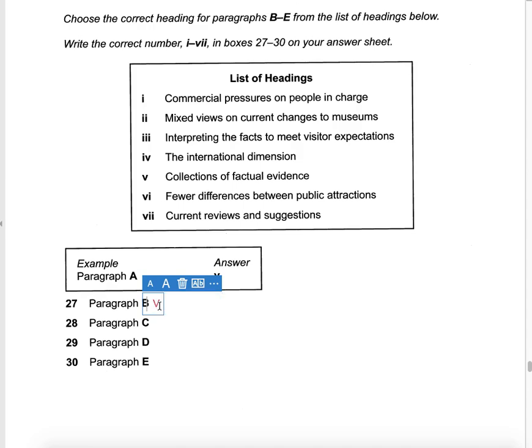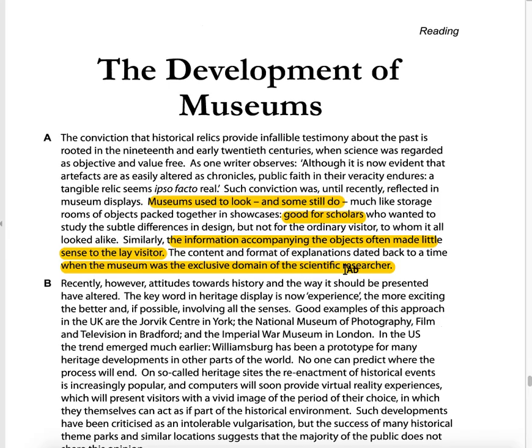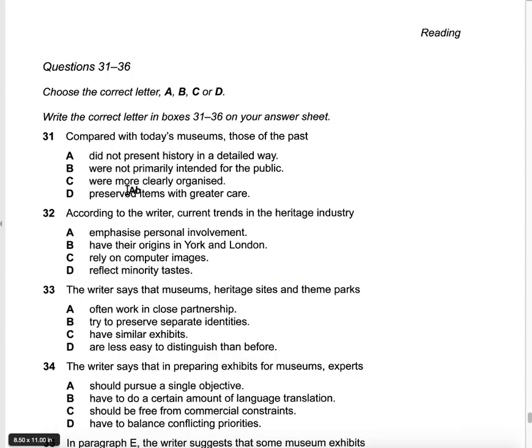Again, the reason is because it says museums used to be for science. It says storage rooms of objects packed in for science. So I'm thinking that one could be it. Compared with today's museums, those of the past, could be that one. It says in the past used to be for science. Did not present history? No. Were not primarily intended for the public. There's the answer for sure.